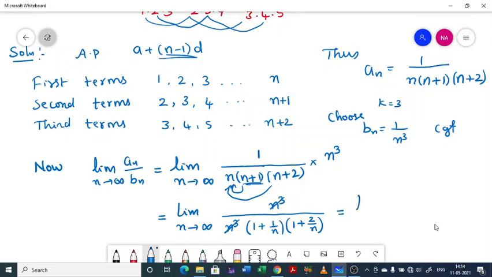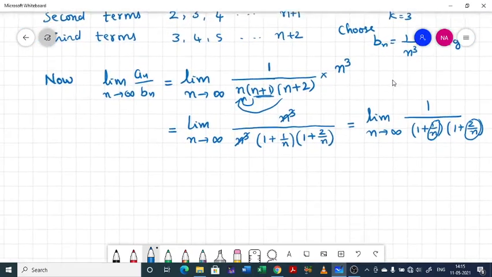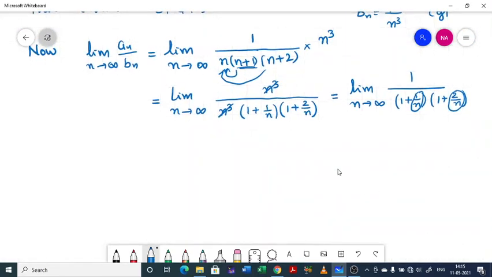So it will be limit as n tends to infinity 1 divided by 1 plus 1 by n into 1 plus 2 by n. As n tends to infinity, this vanishes and this also vanishes. We will be getting 1 by 1 into 1. So we got limit an by bn as n tends to infinity equal to 1, which is a non-zero finite number.